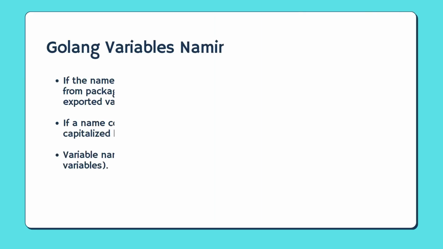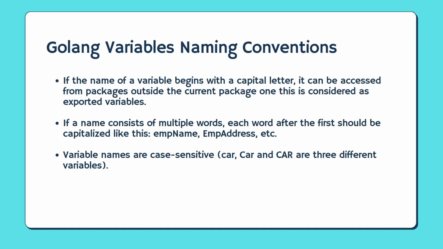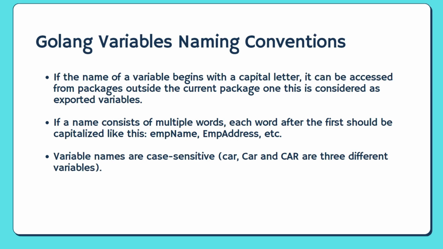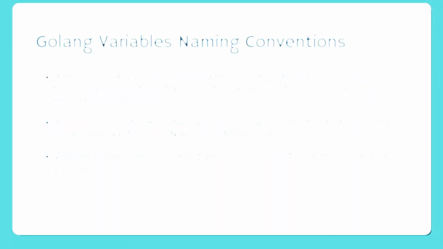Golang variables naming conventions. If the name of a variable begins with a capital letter, it can be accessed from packages outside the current package. This is considered as exported variables. If a name consists of multiple words, each word after the first should be capitalized, like empName, empAddress, etc. Variable names are case-sensitive. Car and car are different variables.